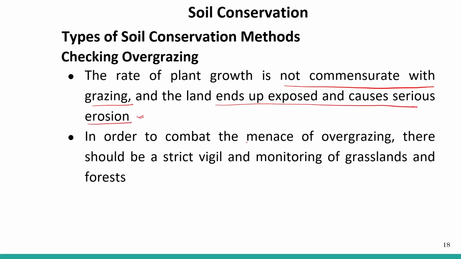In order to combat the menace of overgrazing, there should be strict vigil and monitoring of grassland and forest. Grazing must be done in a limited way, because plants do not grow at such a speed that they can withstand overgrazing, right? So we must maintain the pace according to the growth of the plants, and graze accordingly, not overgraze. We can monitor that.